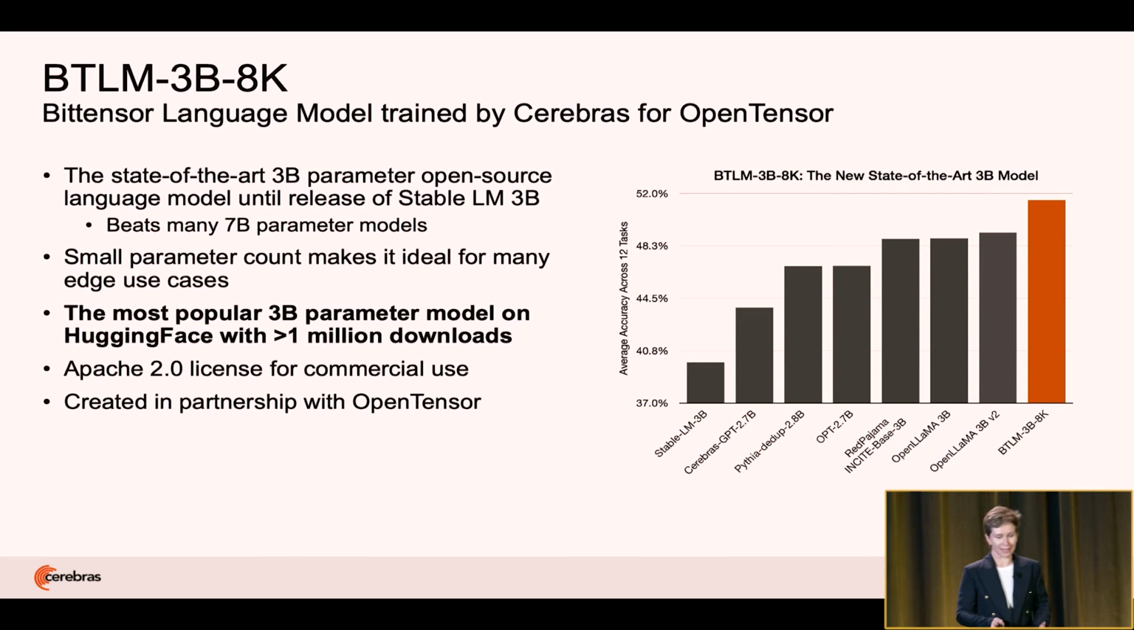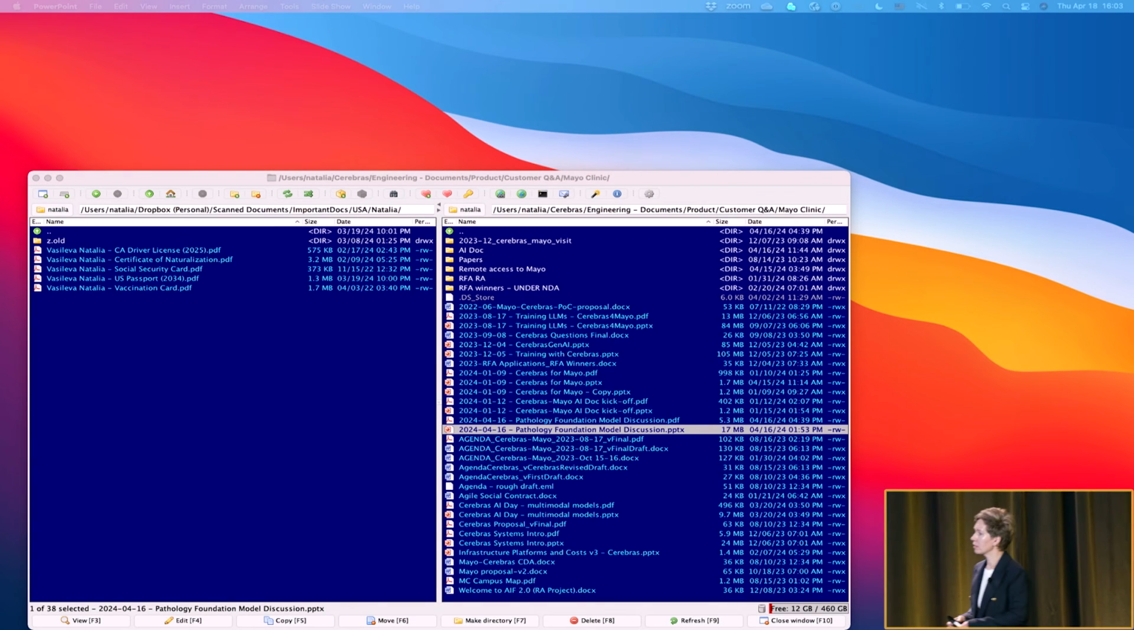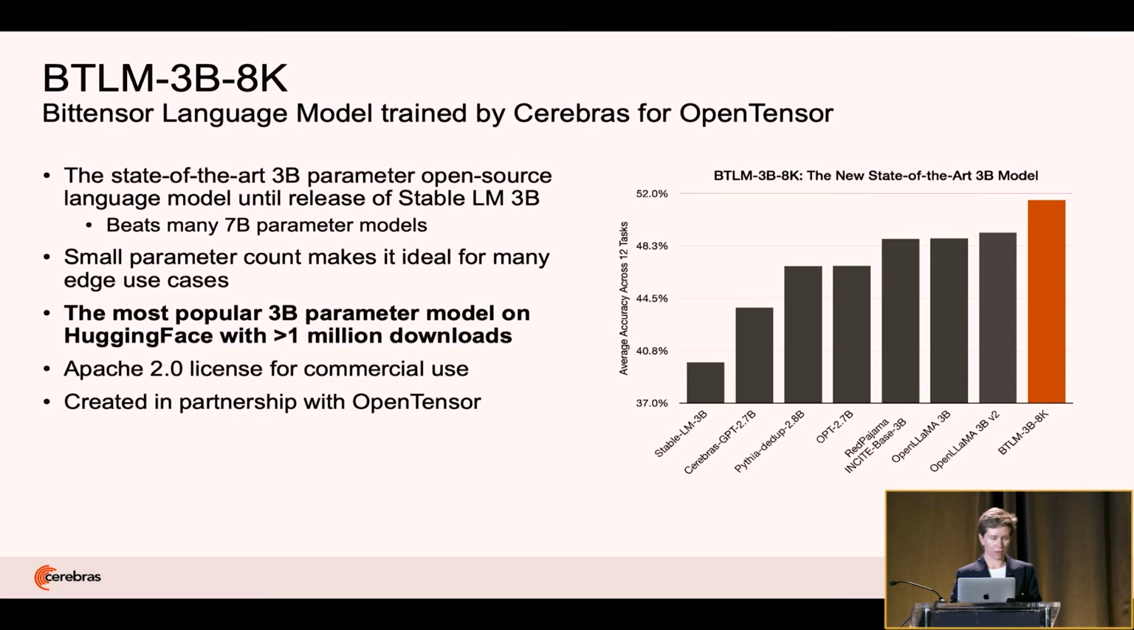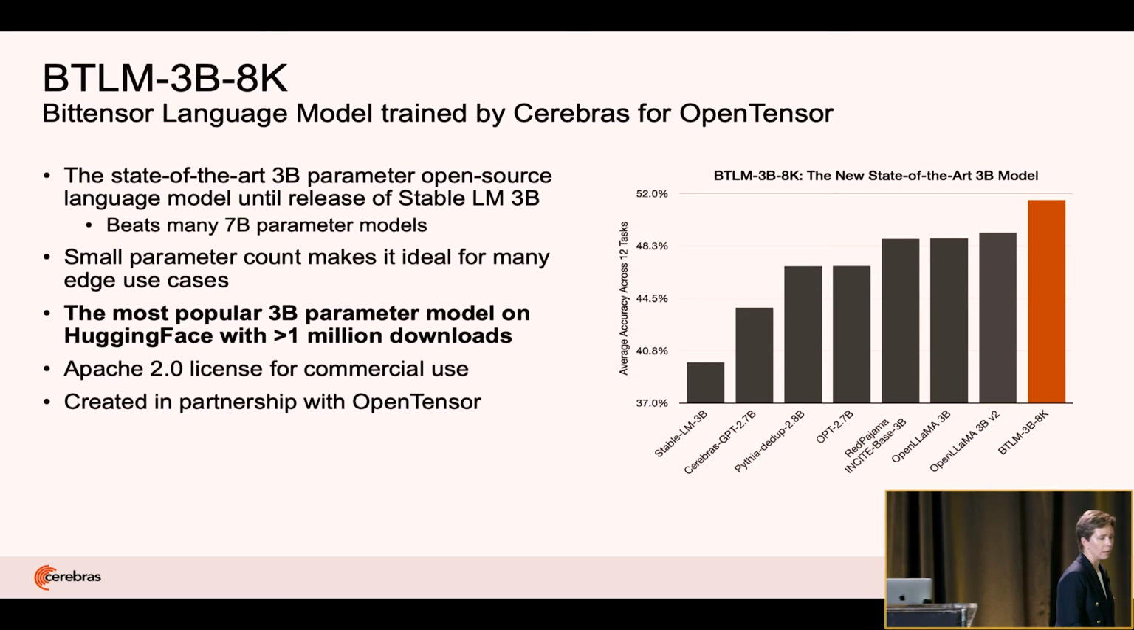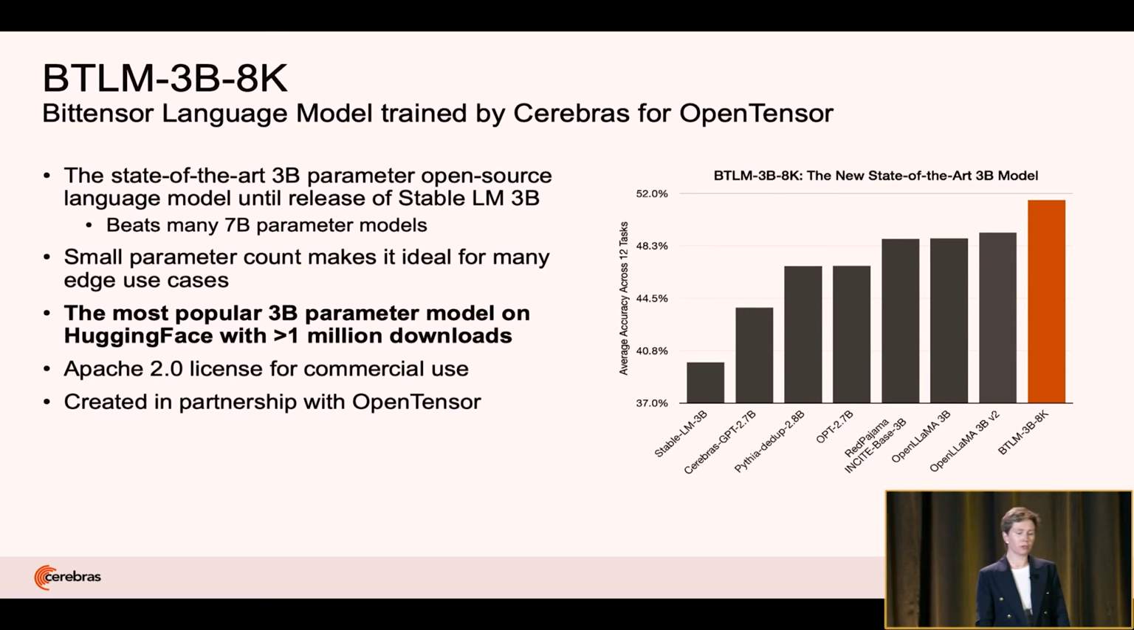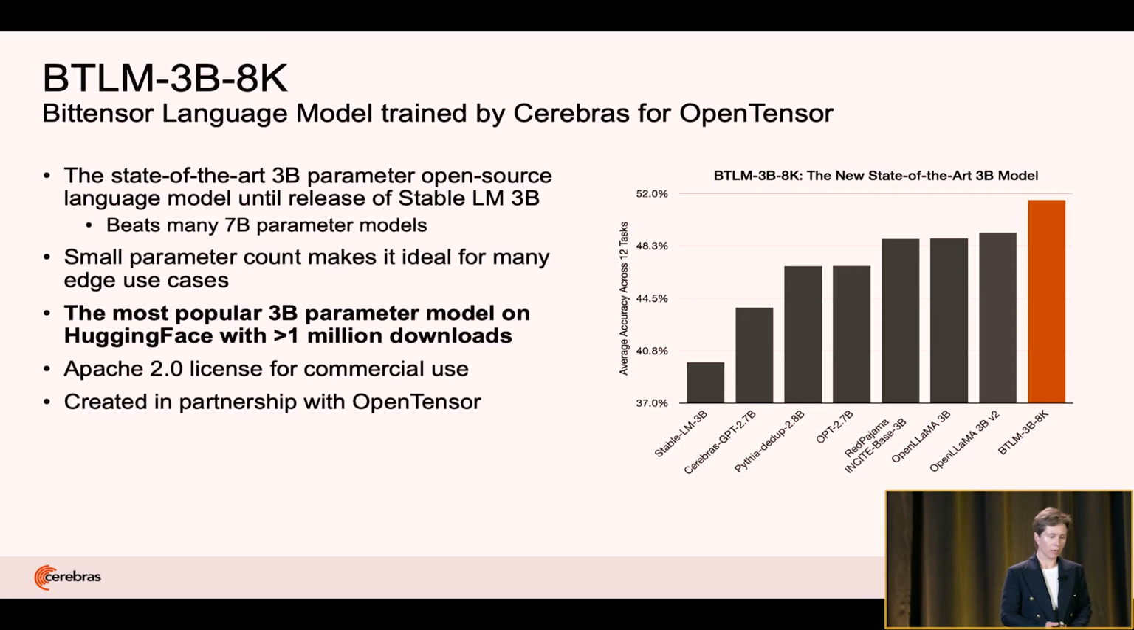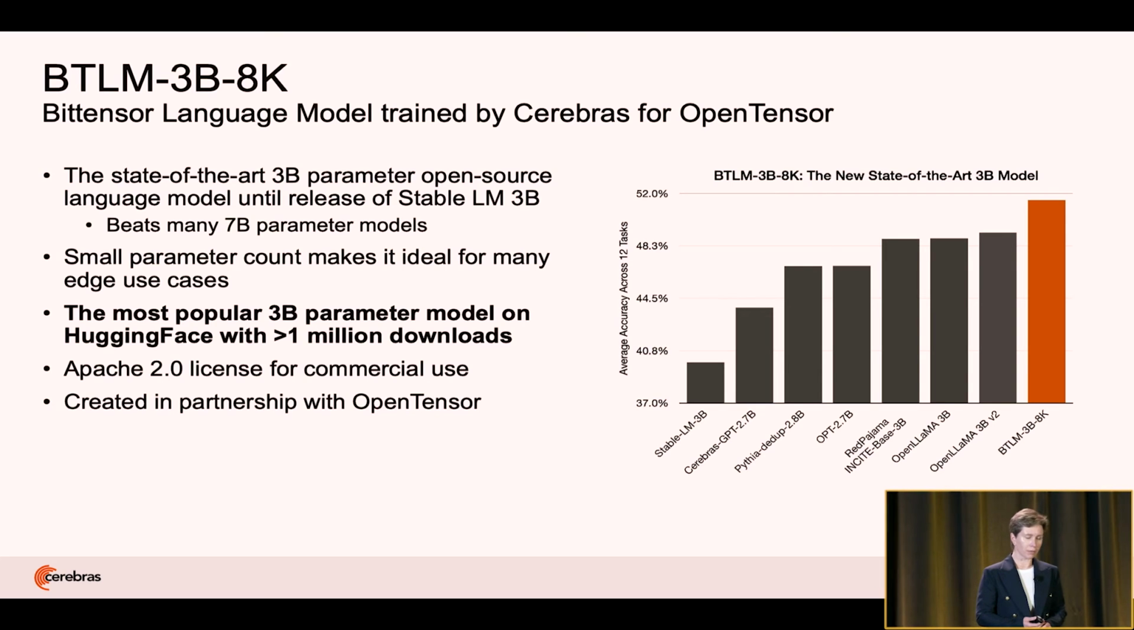Another model, which is a testament to this approach of small-scale experimentation, is BTLM, also released last year, trained together with OpenTensor. The goal for this project was to train the best possible model at 3 billion scale. When we released that model, it was state-of-the-art, outperforming by quite a large margin all other 3 billion parameter models available out there. It's by far the most popular 3 billion parameter model on Hugging Face, with more than 1 million downloads.